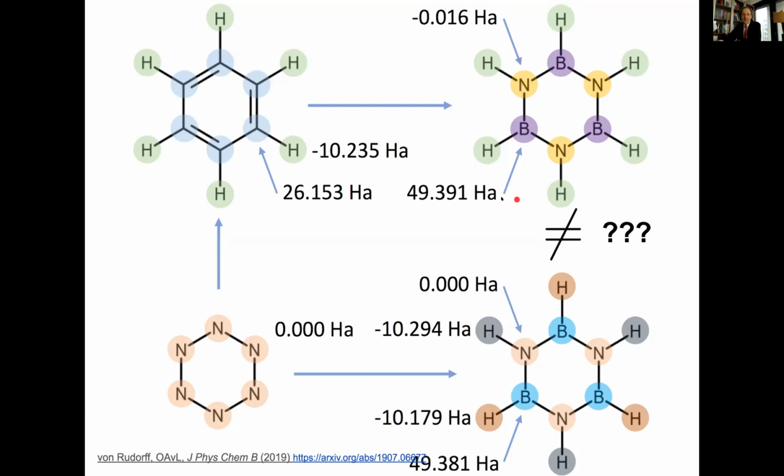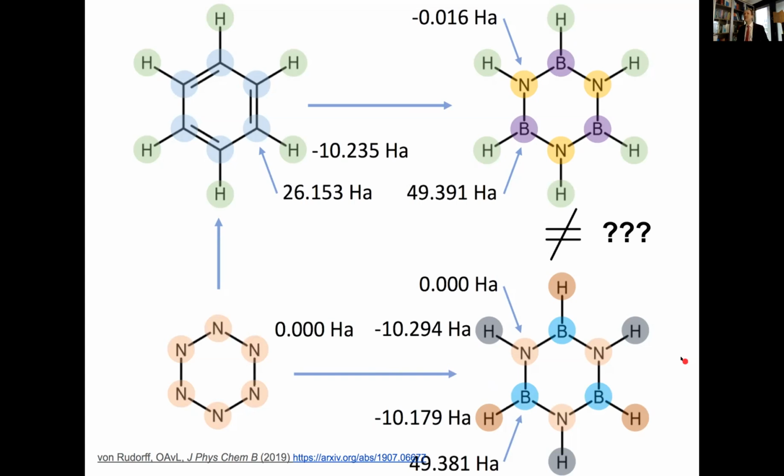The borons contribute 49.391 Hartree as opposed to 49.381 Hartree in this case, right? And your hydrogens are the same as in benzene. So they all have this energy contribution, the minus 10.235, independent of being attached to a boron or nitrogen. Right? And so we get different atomic energies if we take this path or that path.